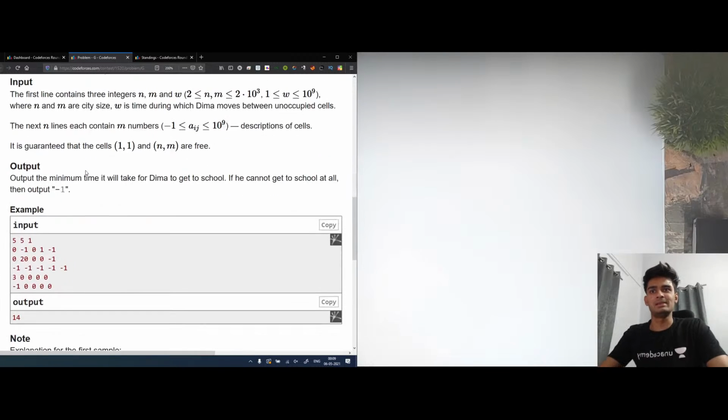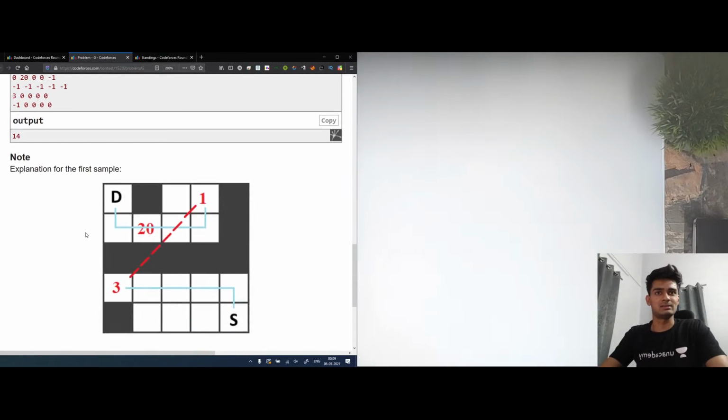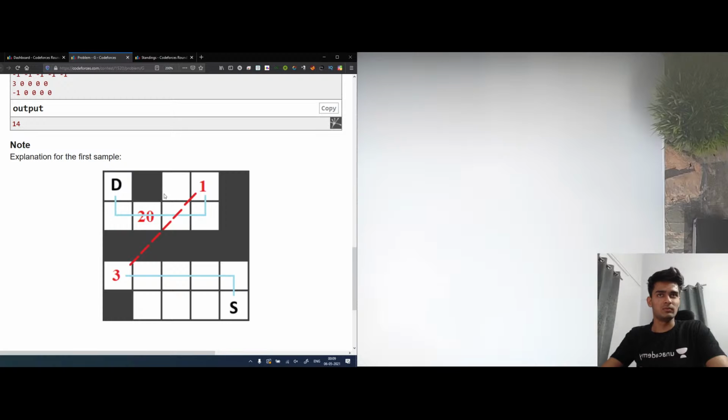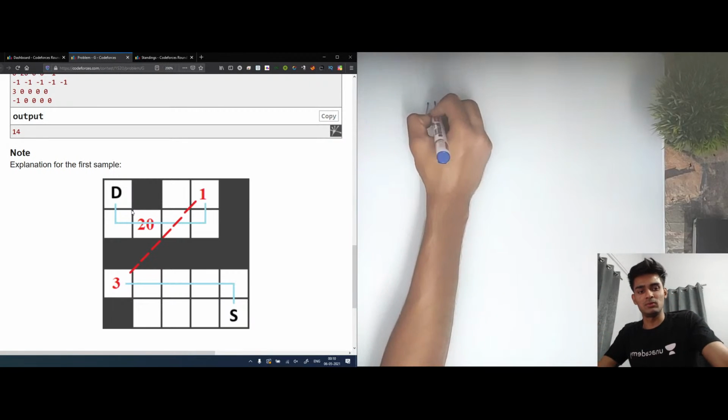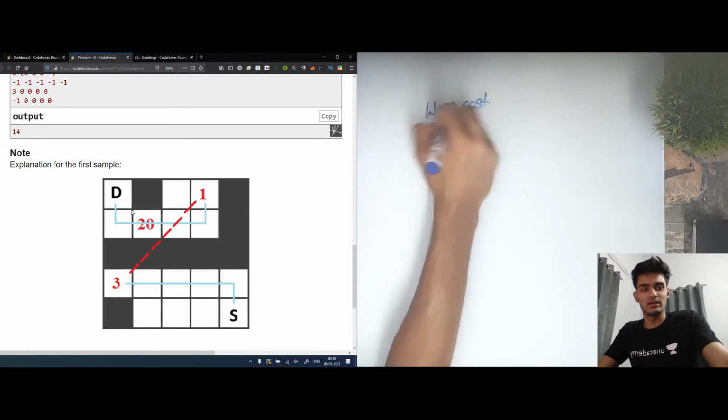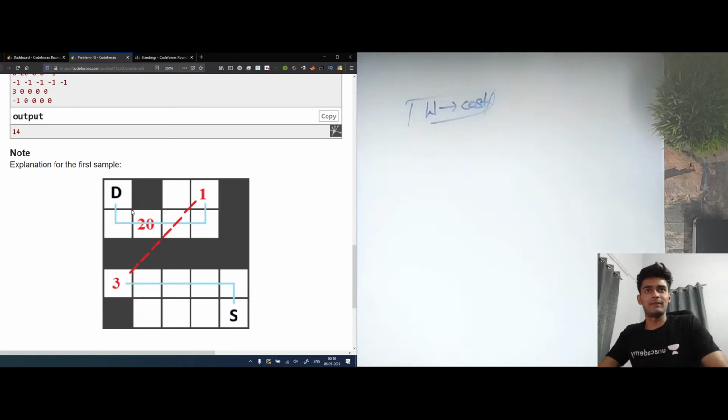Okay. So basically, what they are telling us is, let's come to this picture. These black cells denote that we cannot move into these cells. Moving from any one cell to any other movable free cell costs us W. W is a given cost, which we need to pay whenever we move from one cell to another adjacent cell.